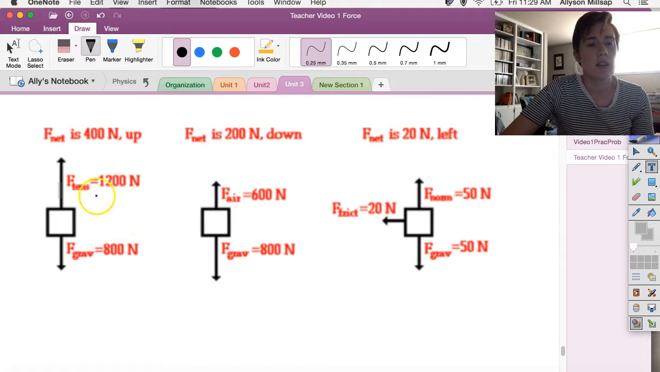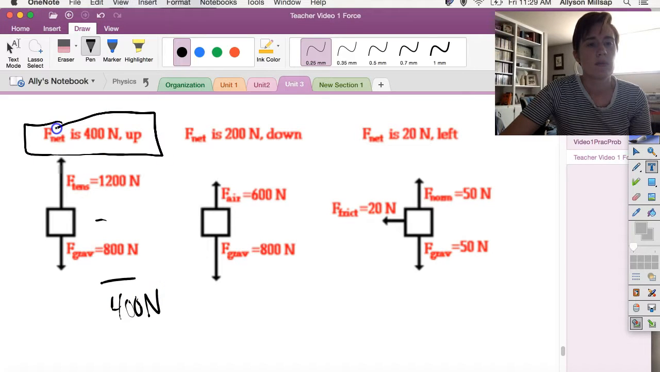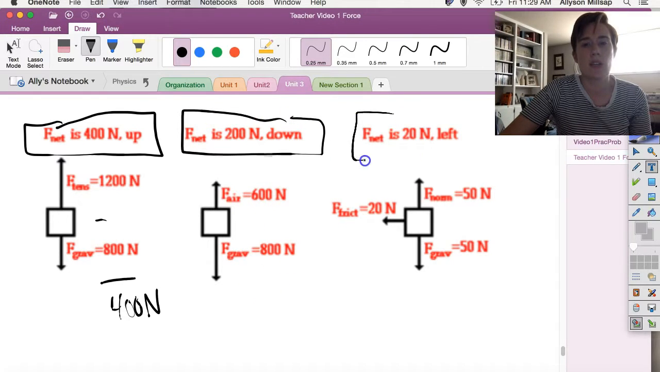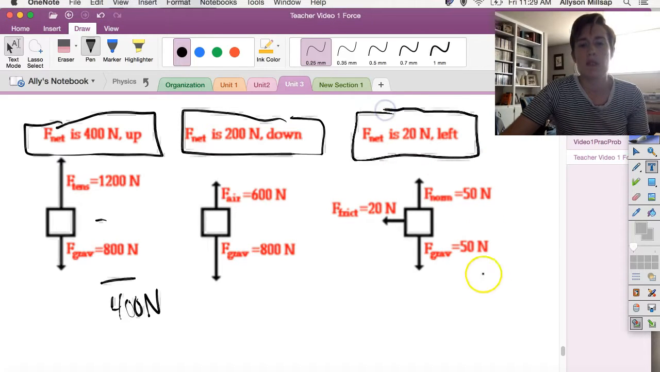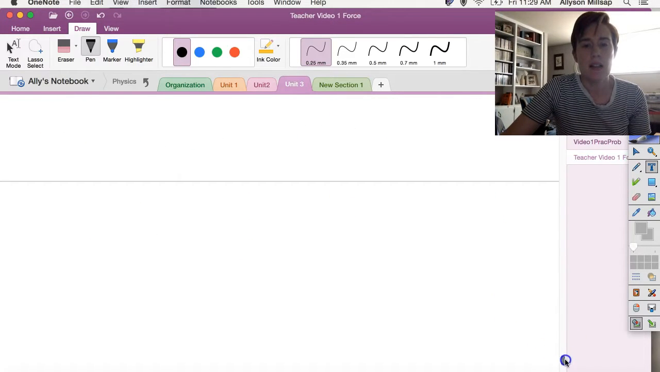These are more examples here. 1200 minus 800 would give you 400 newtons in the upward direction. Here, what's our net force? Well, as you can see, it's 200 newtons down, and this is 20 newtons to the left. So these are the same problems, it's just the answers for them.